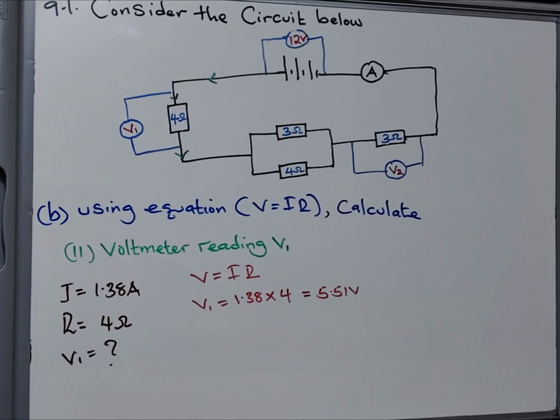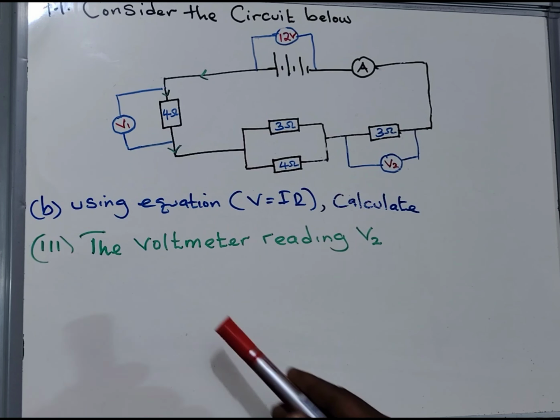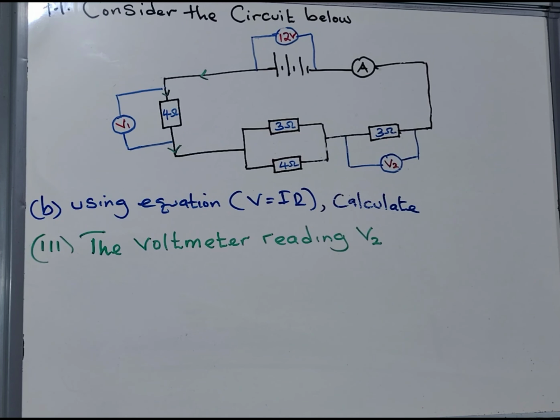Giving you 5.51 volts. Yeah, so then comes this question saying calculate the voltmeter reading V2. Okay, and how do you go about this?